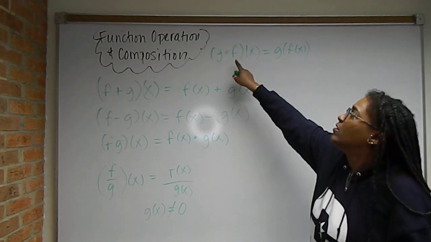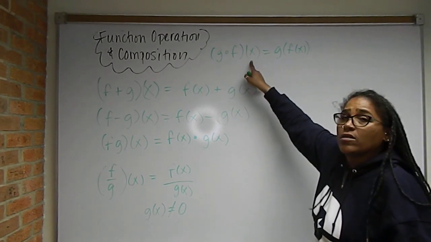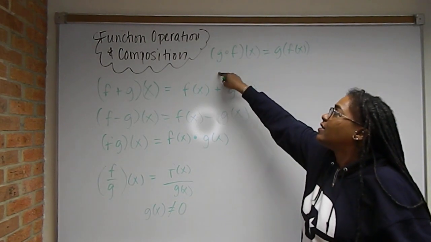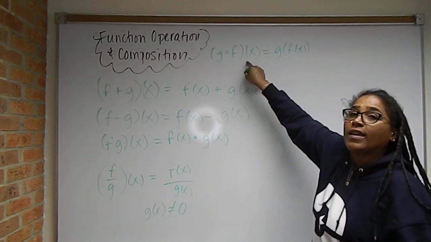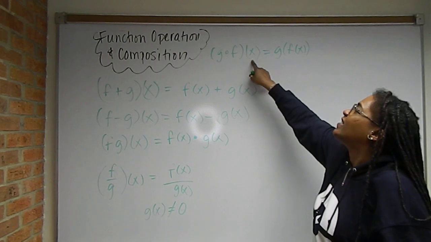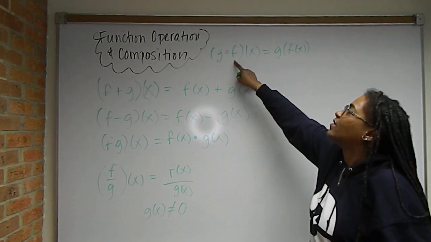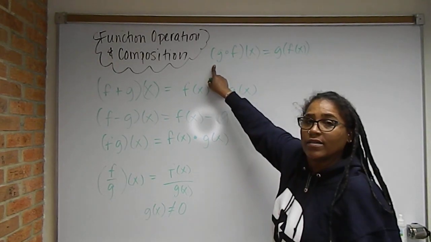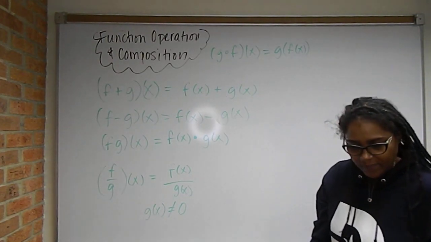I just knew this times this, you know what I'm saying? We put this and this and put that into here. So the one that's closest to the x, you put whatever's in here in this one first. And then you take that answer and put it in here. That's what I know. Okay?